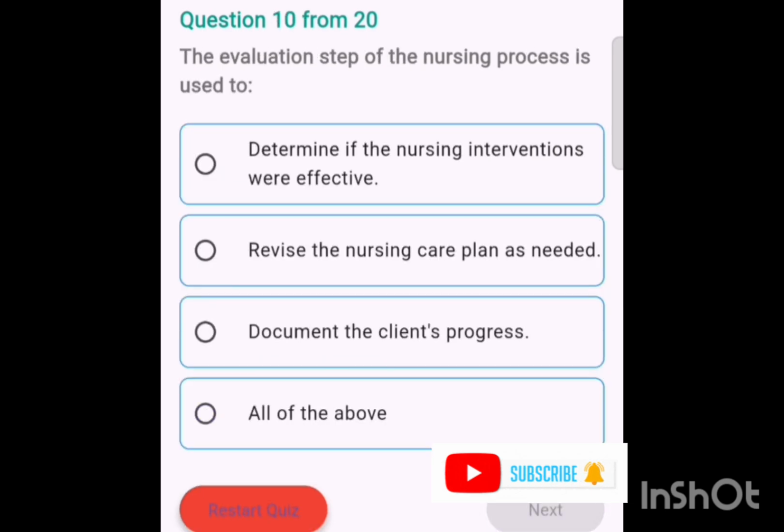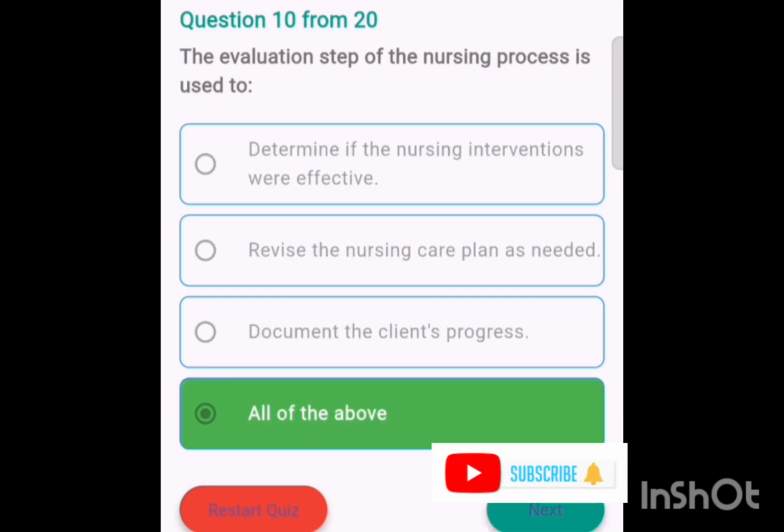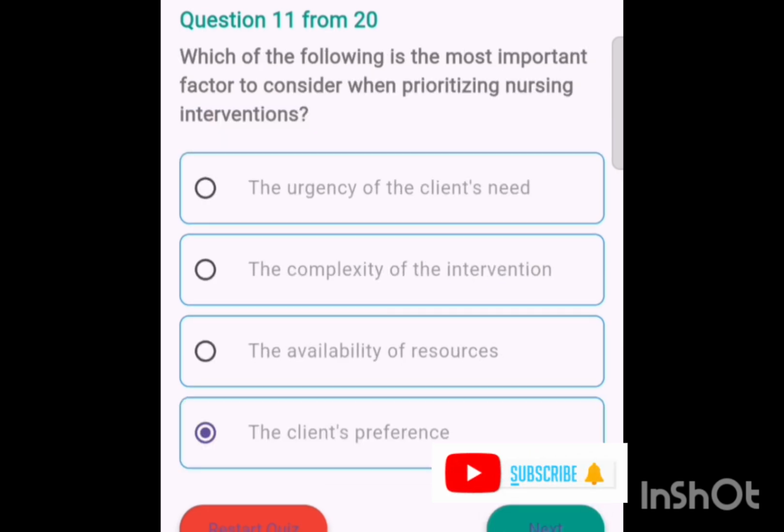Question number 10. The evaluation step of the nursing process is used to determine if the nursing interventions were effective, revise the nursing care plan as needed, document the client's progress, all of the above. Correct option is all of the above because the evaluation step of the nursing process is used to determine if the nursing interventions were effective and to revise the care plan as needed.